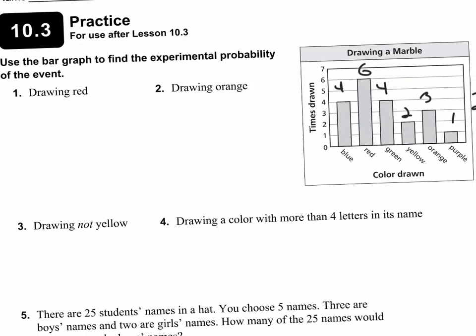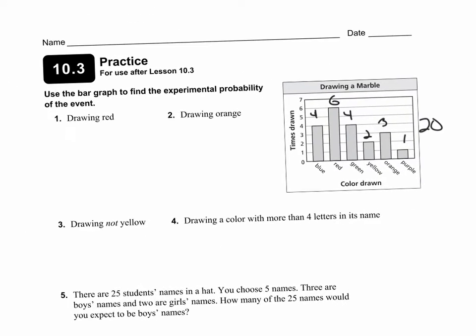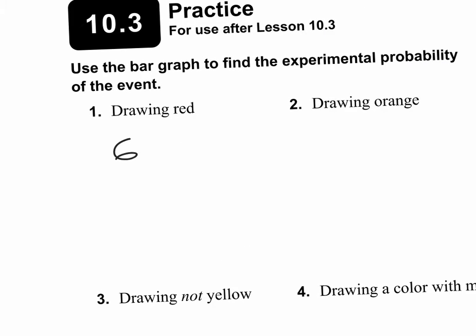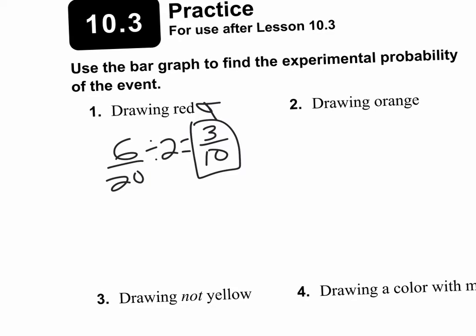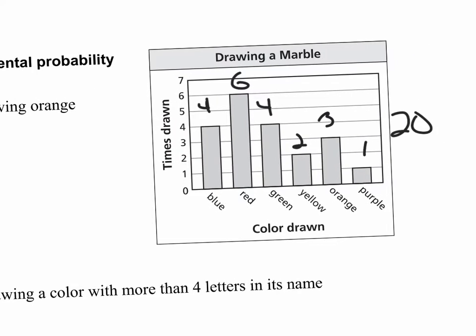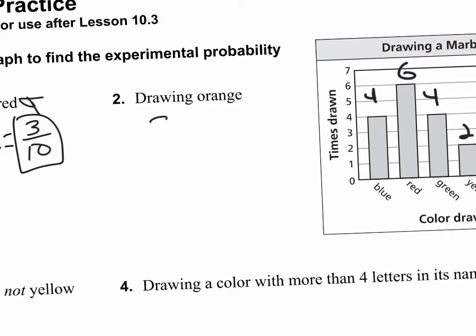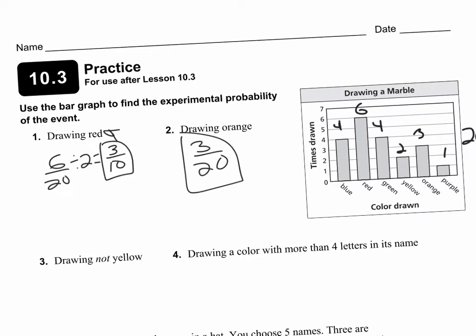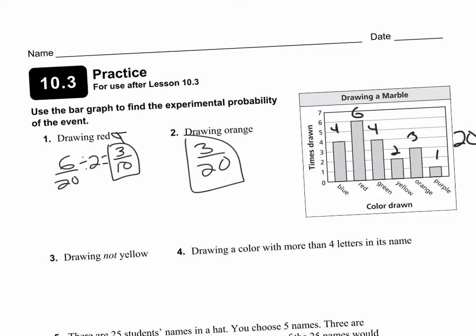So the probability of this experiment that actually happened was drawing red. They drew 6 reds out of 20 draws. And then we reduce it, so we divide by 2, which becomes 3 over 10. So my probability of drawing a red was 3/10 experimentally. Now drawing an orange, we have 3 oranges, so 3 out of 20, because we drew it 20 times. Okay, so on experimental, you put it over how many times you did the actual experiment, and then how many times you got that outcome.